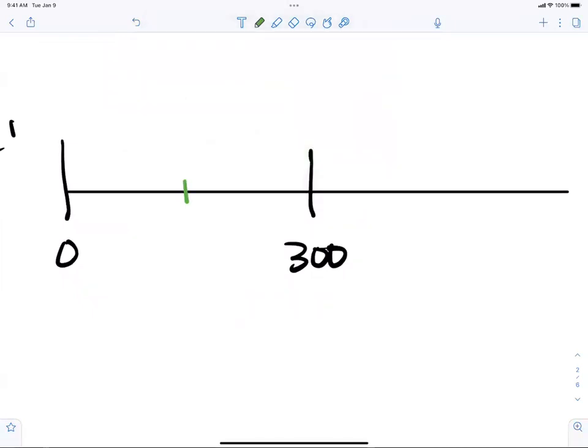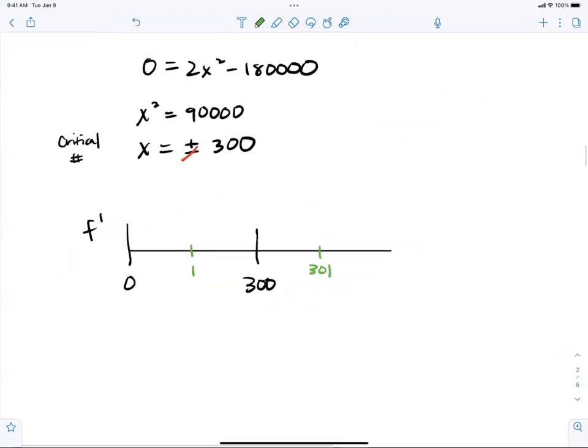So then we can use test values. Plug into F prime. It goes from negative to positive. F prime goes from negative to positive at x equals 300. So F goes from decreasing to increasing.